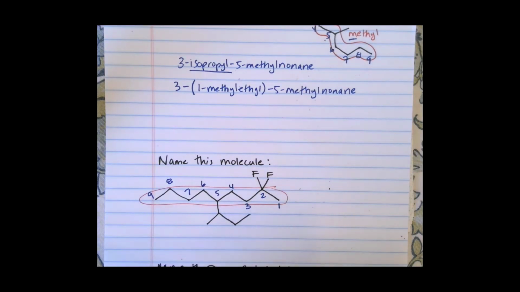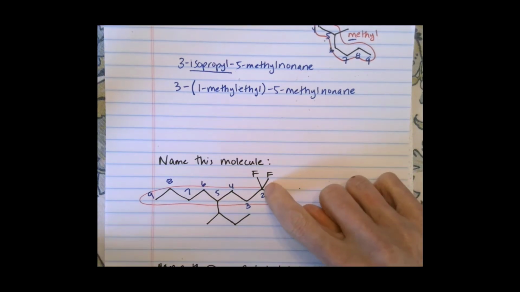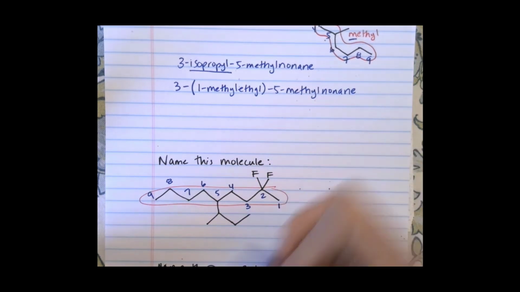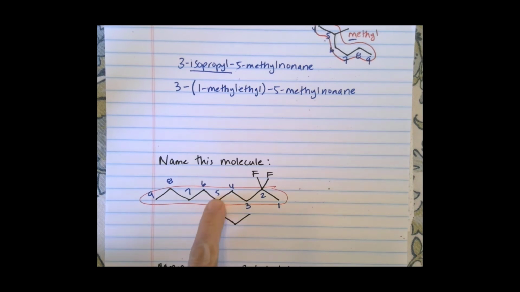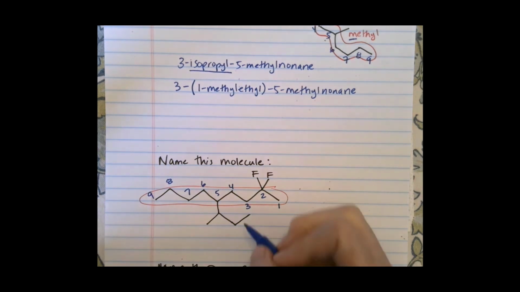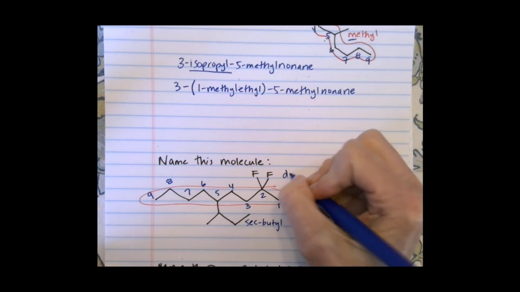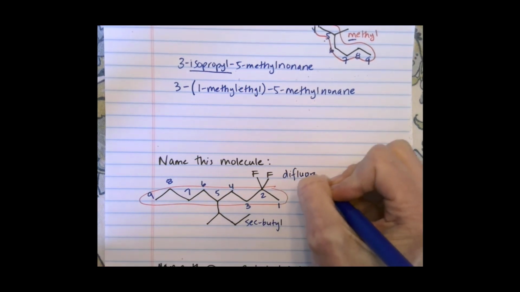And so we're going to have 2,2-difluoro, that's what we would call this. I guess I'll wait before I start writing it out. And then we have this group that's hanging off the 5th carbon right here. And do you recognize what it is? It's 4 carbons in a line connected at the 2nd carbon of the chain. That is a sec-butyl group. Sec-butyl. And this is a difluoro.